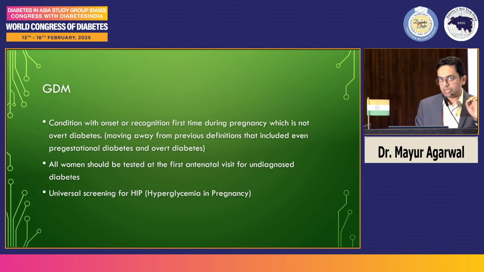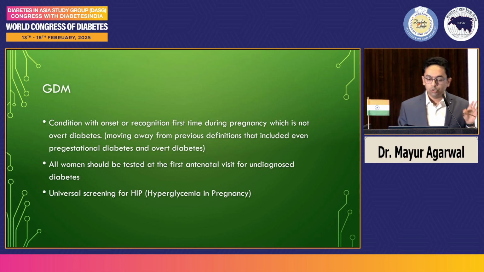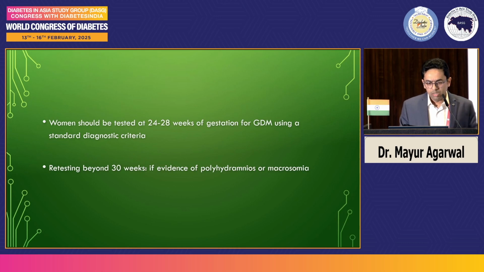Now at the first antenatal visit, most of the guidelines will say that you have to screen for GDM. Universal screening is what is recommended by most of the guidelines except for the NICE guideline. Women should be tested again. Let's say the sugars are normal with OGTT the first time, then you have to test again at 24 to 28 weeks, and then maybe again if you see the patient is developing macrosomia or polyhydramnios.